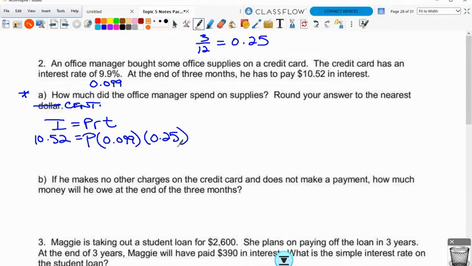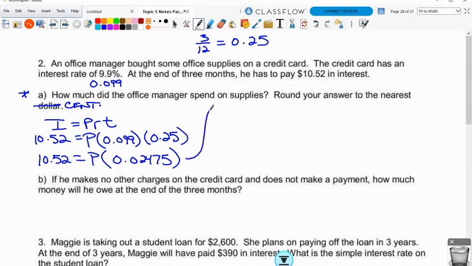We have to calculate the value of P, the principal. Notice that the variable is on the right-hand side. It's being multiplied by 99 thousandths and by 25 hundredths. What we're going to do on the right-hand side is first multiply those two values together, so it's just one number that's multiplying the variable. So we're going to have 10 and 52 hundredths equals P times. Now, if you punch 99 thousandths times 25 hundredths into your calculator, you're going to get the decimal 0.02475.